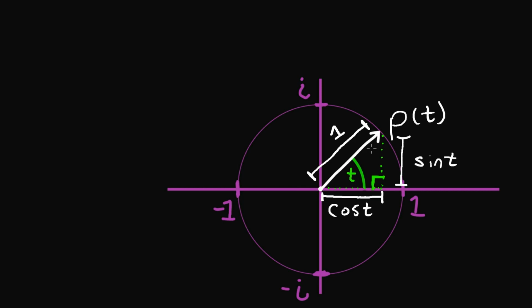So the way we get to p of t is that we walk over cosine t in the real direction, and then in the imaginary direction, we walk a distance sine of t. So this is what we get. We get p of t is equal to cosine of t plus, now we need to walk a distance sine of t in the imaginary direction, so the way we write that is i times sine of t.